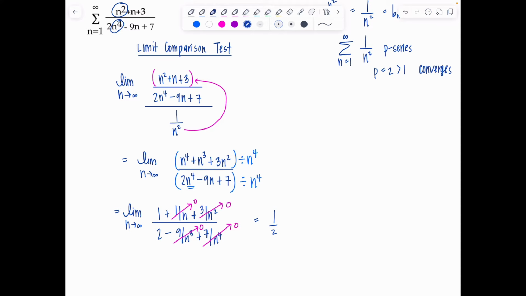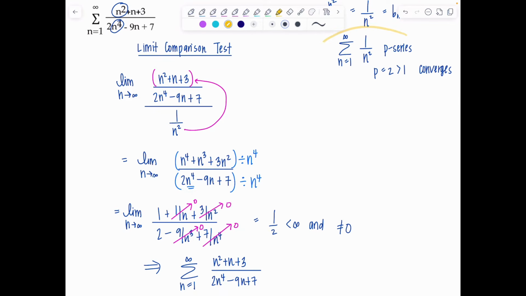Okay, great. What do I care about this limit? I just care that it's finite and not 0. And then that tells me that my series, which was the sum, n equals 1 to infinity, n squared plus n plus 3 over 2n to the fourth minus 9n plus 7, behaves the same as the series that I compared it to. What did I compare it to? A convergent p-series. So then I just say also converges by the limit comparison test.